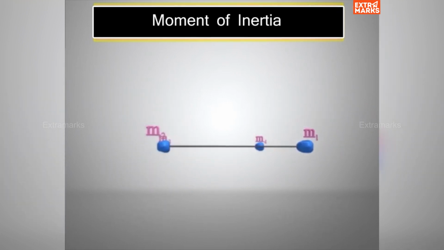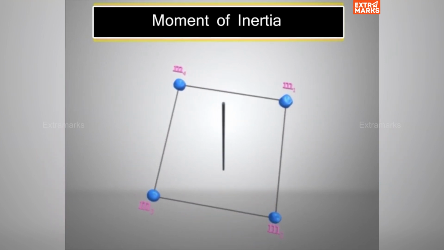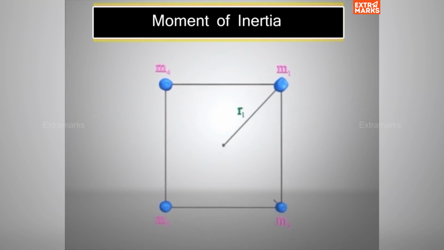Moment of inertia of a system of 4 particles is given by I equals m1 r1 squared plus m2 r2 squared plus m3 r3 squared plus m4 r4 squared, where the distances r1, r2, r3 and r4 are the perpendicular distances of m1, m2, m3 and m4 from the axis of rotation.